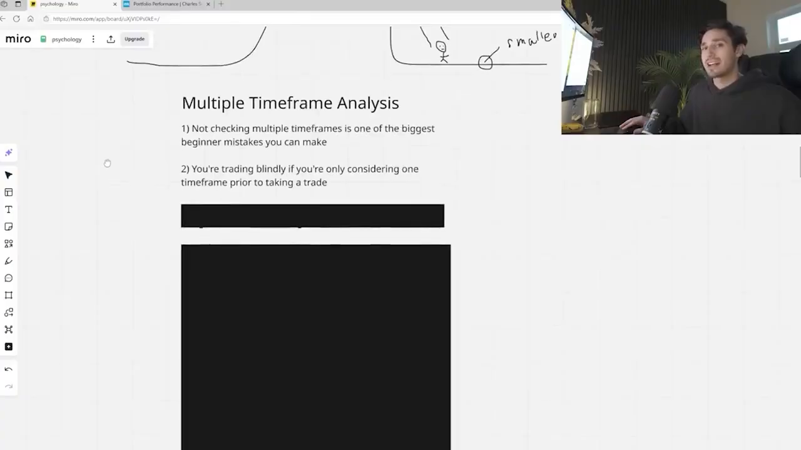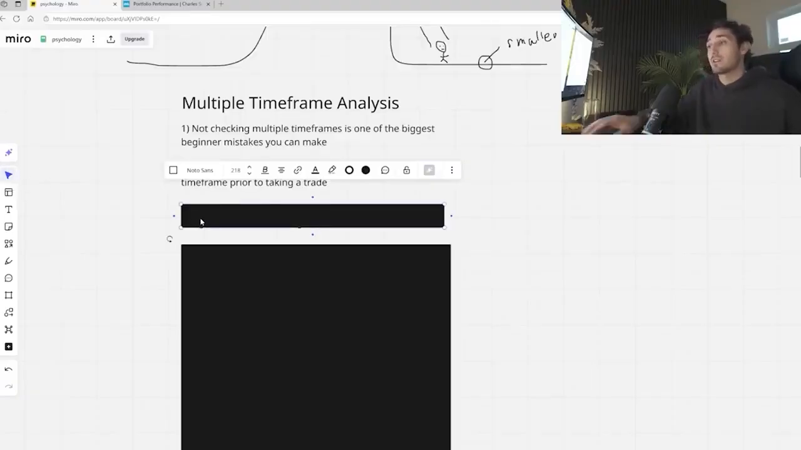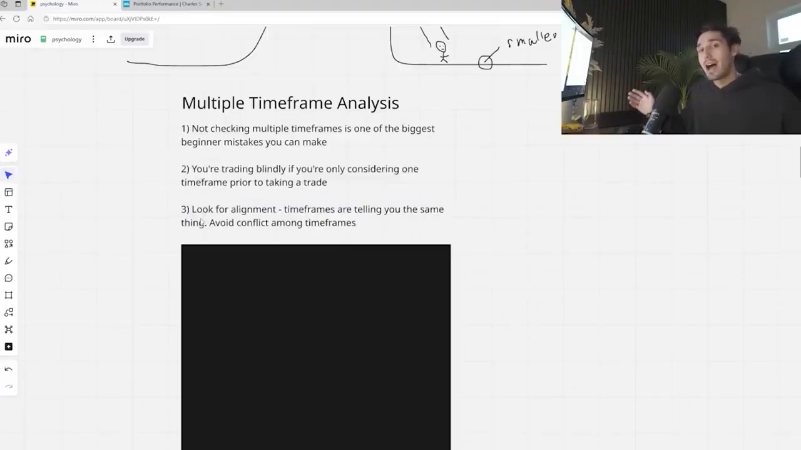I want you to think about the last, let's say, 10 trades that you took. How many time frames did you look at before you entered into those trades? Were you just looking at the 5-minute chart or the 1-minute chart and you entered and then it ended up being a loser and you were like, why was this a loser? I want you to ask yourself, be honest with yourself. Are you actually looking at multiple time frames? And if not, why not?